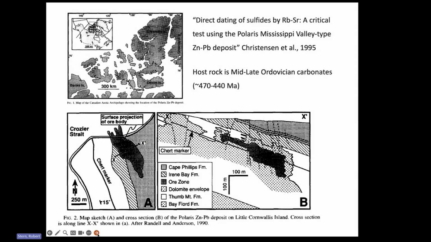So here we've got one where this is the Polaris deposit up here in the Canadian Arctic. And here's the map body, 250 meters, very close to the sea. And this is a cross section of what the ore body looks like. And we know that the host rock are mid-Ordovician carbonate rocks, limestones, that we can constrain to have been deposited between 470 and 440 million years. So the question is, what's the age of the ore deposit?